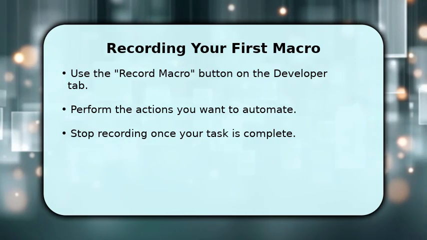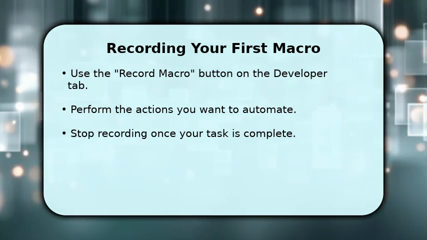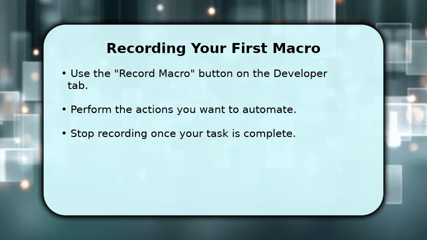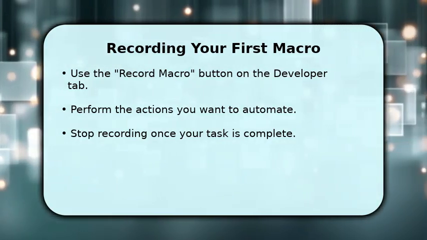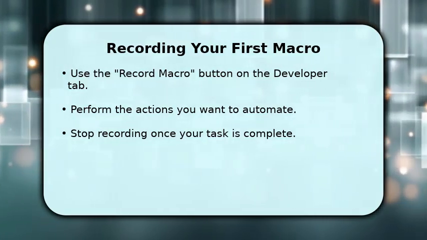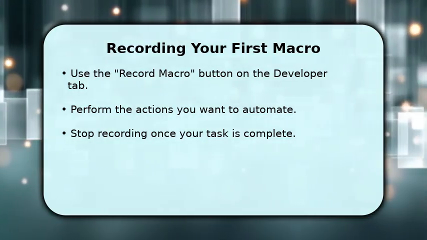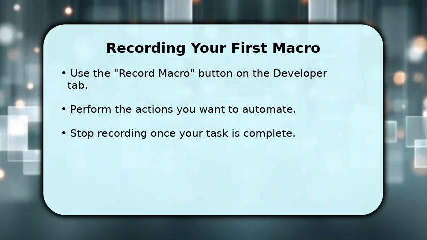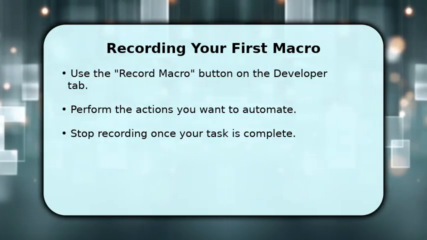Once the Developer tab is active, you can begin recording your first macro. Click the Record Macro button and give your macro a descriptive name. Then, simply perform the sequence of actions you wish to automate within your spreadsheet. When you've finished, click Stop Recording. Excel will then generate the underlying code for your actions.